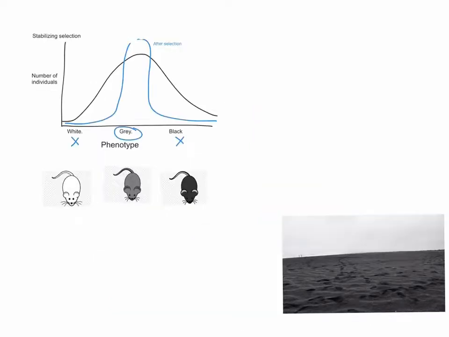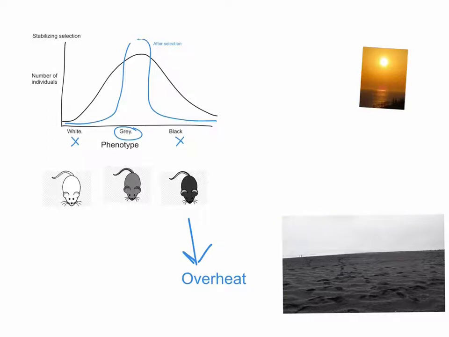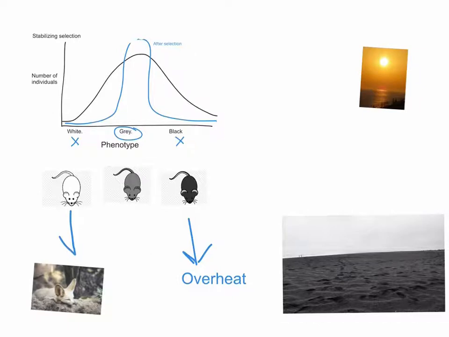So let's look at this example of our mice again, living on the island with the black sand. This time, let's say that the black mice are overheated. So much so that they spend most of their time seeking shade rather than finding food or finding mates. The white mouse, on the other hand, still stands out in the black sand. This time, it's getting eaten by predators. Foxes were introduced to the island, and they love to eat the little white mice that stand out on this black sand.